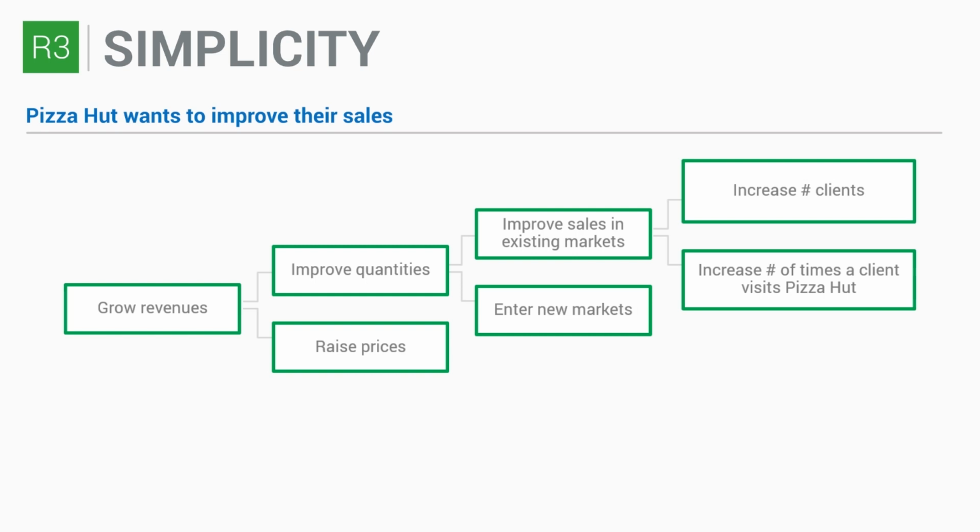The issue at hand is to grow sales or grow revenues. To do this, either we need to improve quantities, raise prices, or do both. The quantity improvement could be achieved in two ways: an increase in sales in existing markets or entering new markets. In order to improve sales in existing markets, we need to either increase the number of clients or increase the number of times a client visits Pizza Hut.